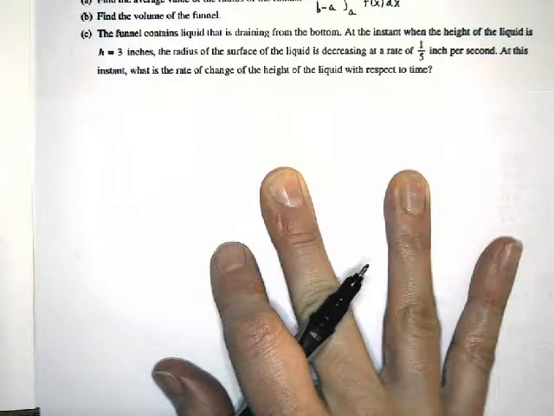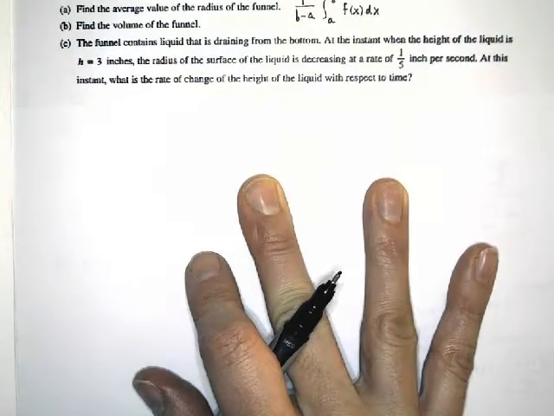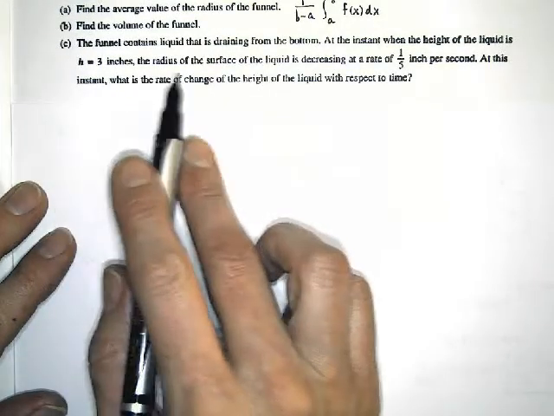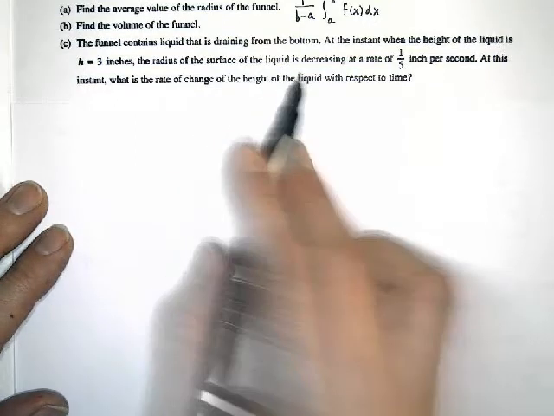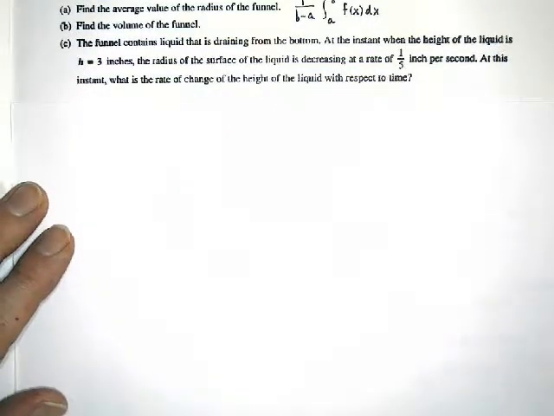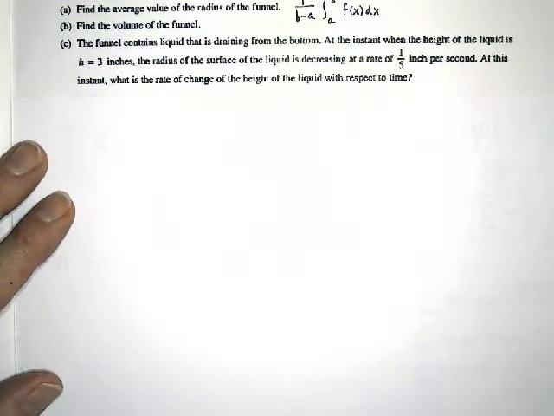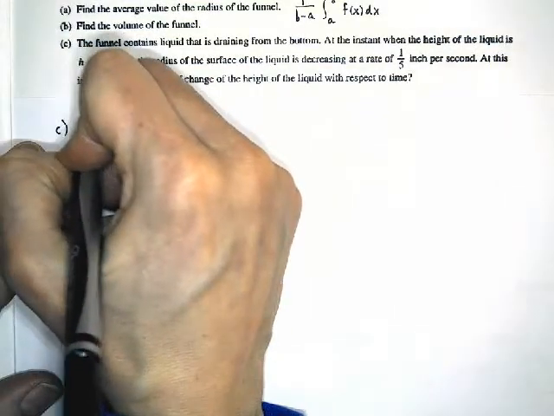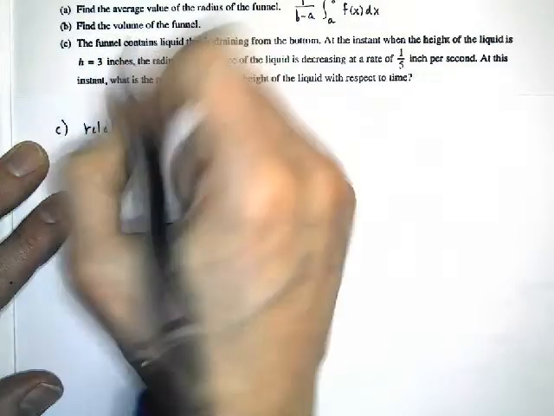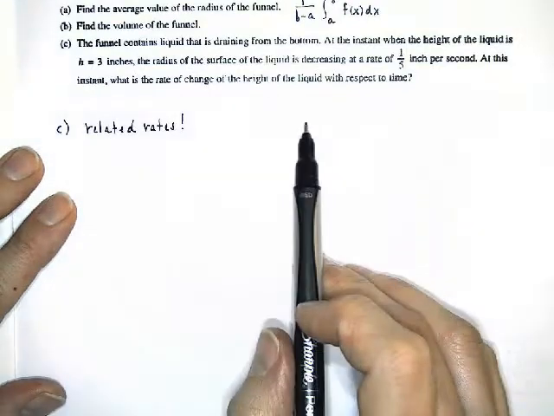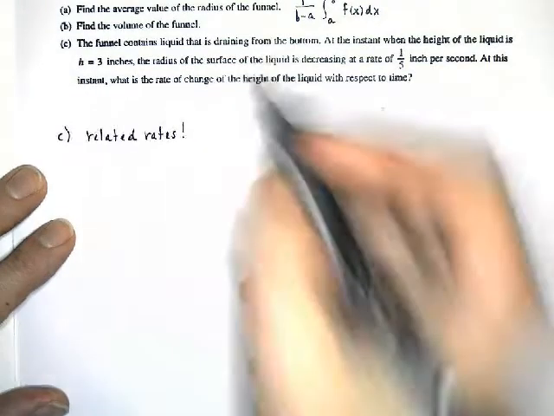So now it says the funnel contains liquid that is draining from the bottom. At the instant when the height of the liquid is h equals 3 inches, the radius of the surface of the liquid is decreasing at a rate of 1/5 inch per second. At this instant, what is the rate of change of the height of the liquid with respect to time? Hopefully this should sound familiar. I know it's been a long time, but this is our related rates problem. Right? When we're looking at the rate of change with respect to time.